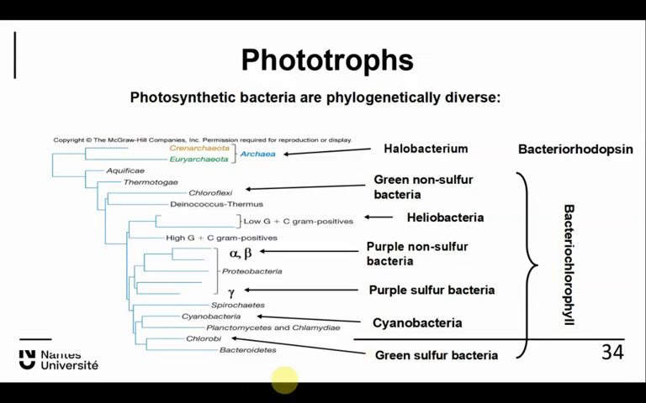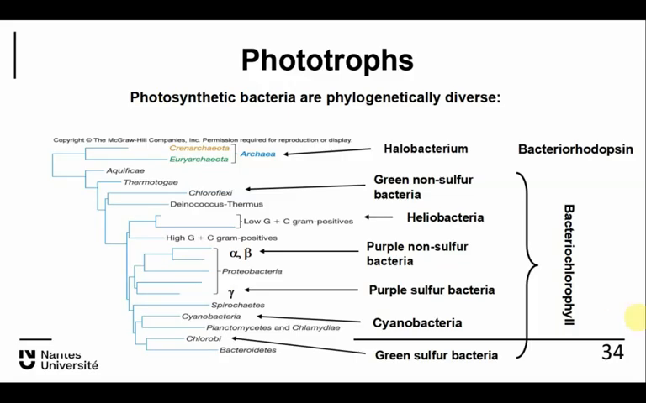Halobacterium performs photosynthesis based on a protein called bacteriorhodopsin, whereas all the other photosynthetic bacteria perform photosynthesis basically by the absorption of photons by bacteriochlorophyll. So what does this mean? This means that photosynthesis was invented or evolved in bacteria twice. Once in archaeobacteria with a system based on bacteriorhodopsin, and once in eubacteria with a system based on bacteriochlorophyll.